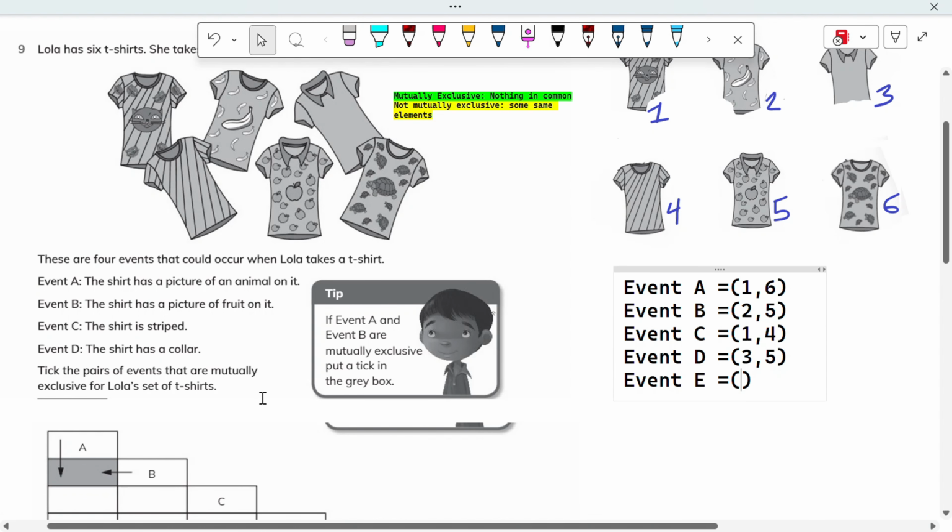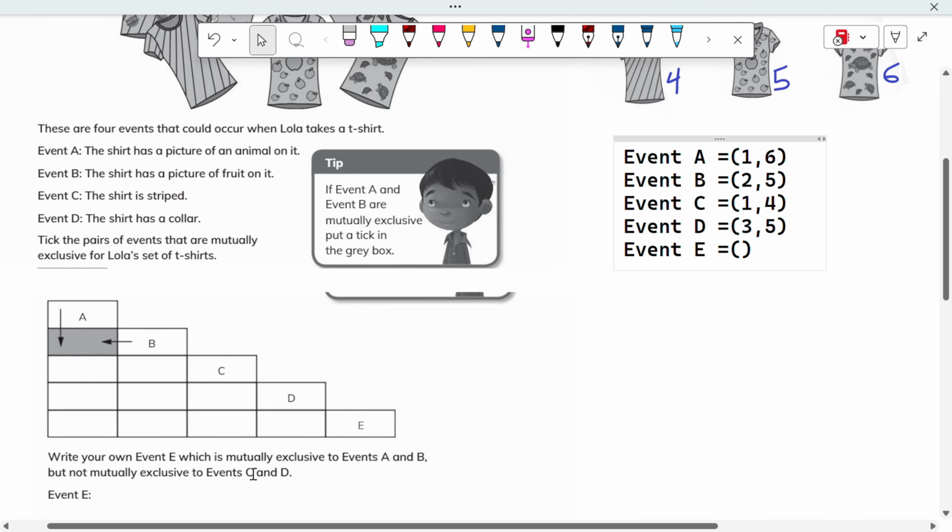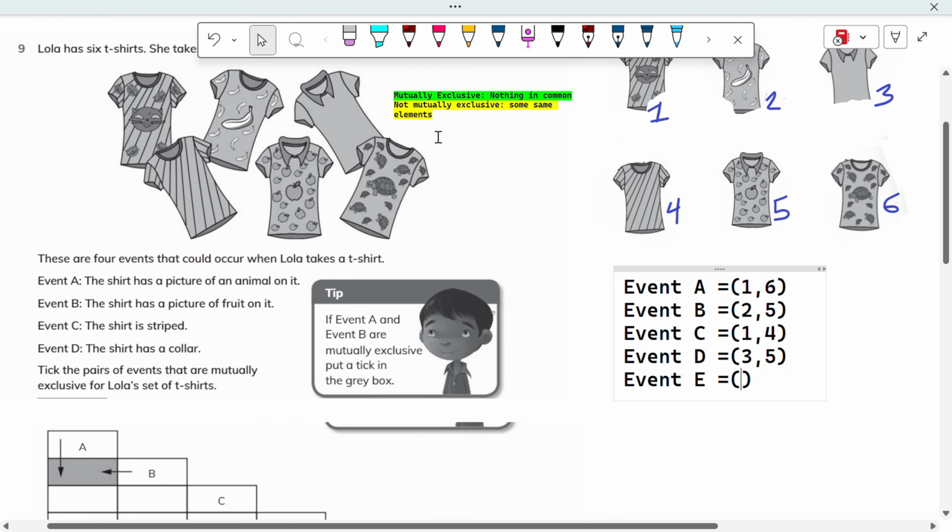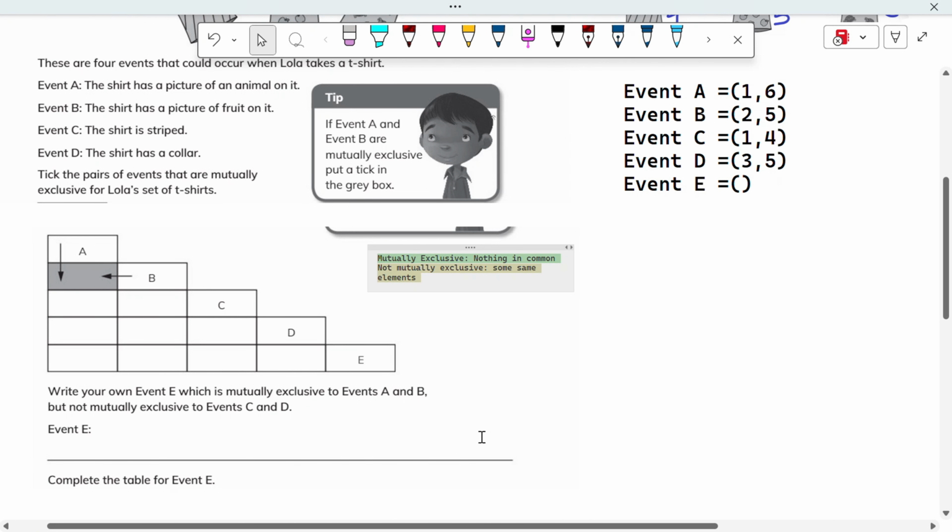Now event E, it says that event E is mutually exclusive to event A and event B. Mutually exclusive means that event E shouldn't have anything in common with event A and B. That means the shirts for event A and B should not be seen at event E. So, for starters, we just write out the shirts that are not in event A and B, and they are shirt 3 and then shirt 4.